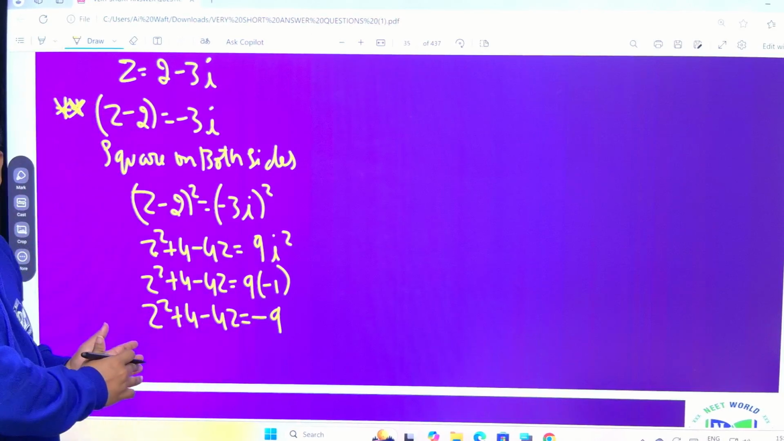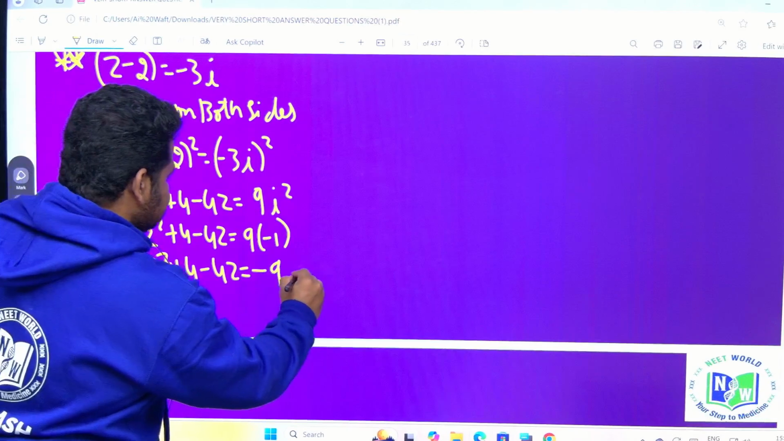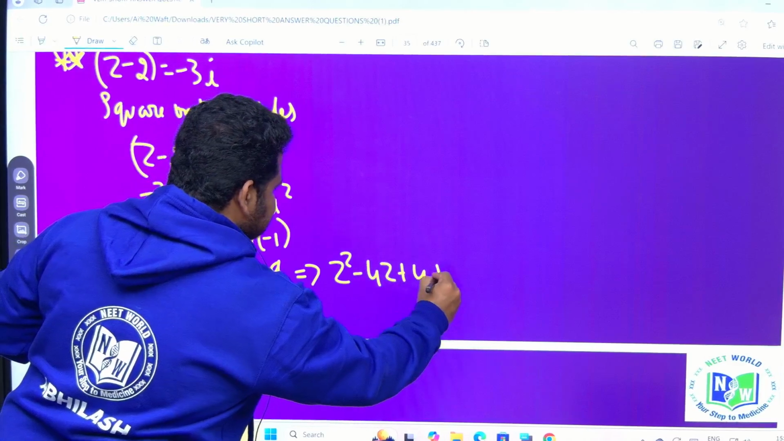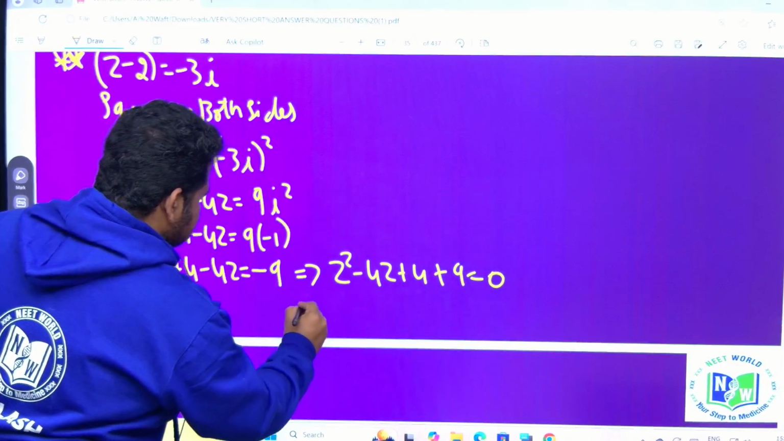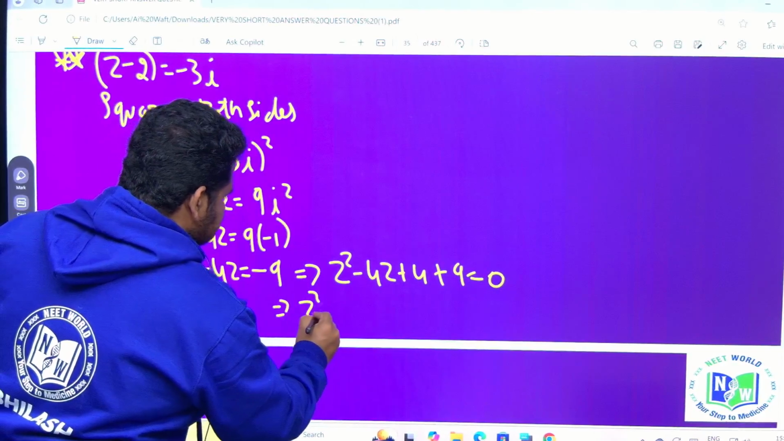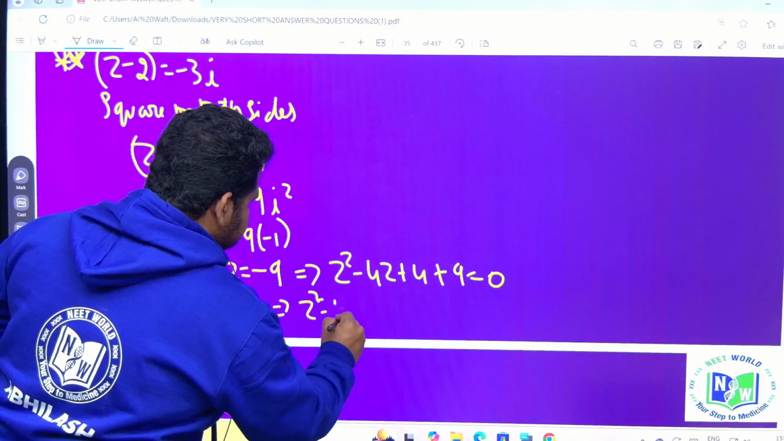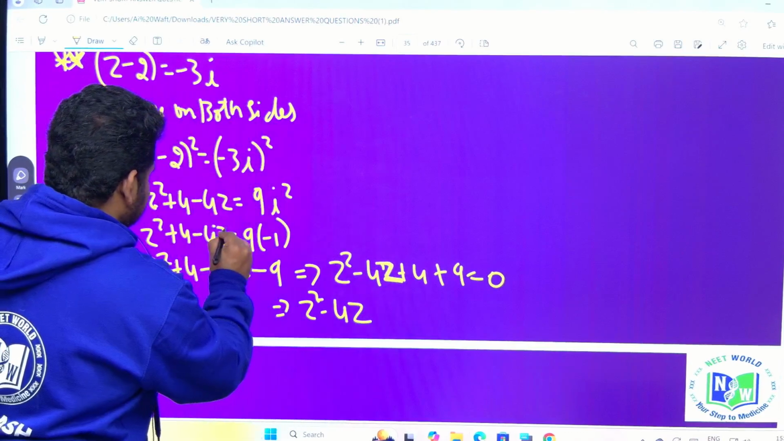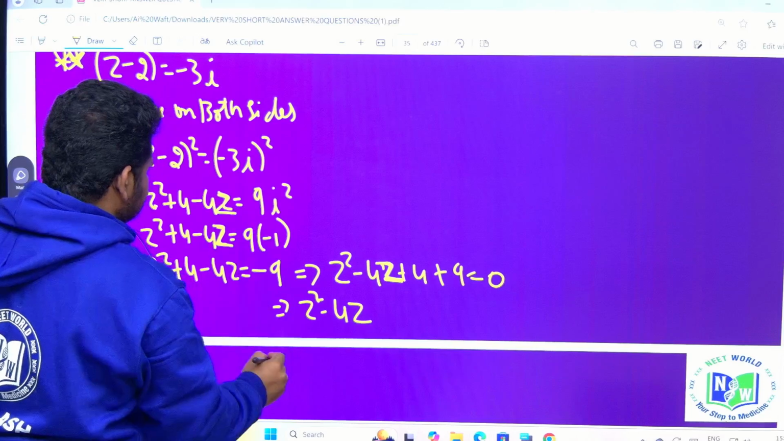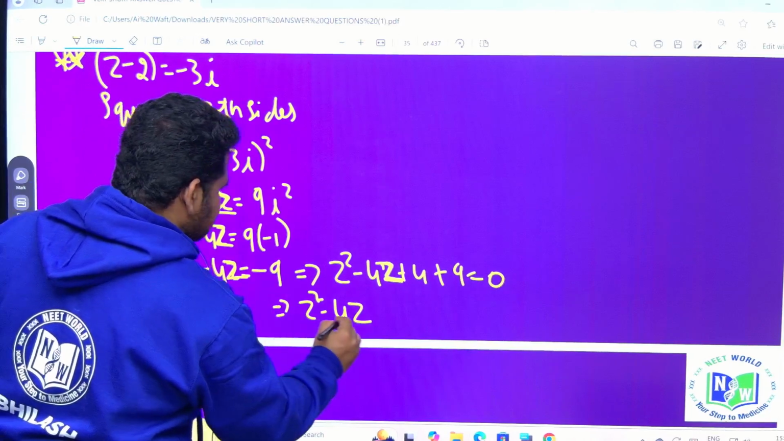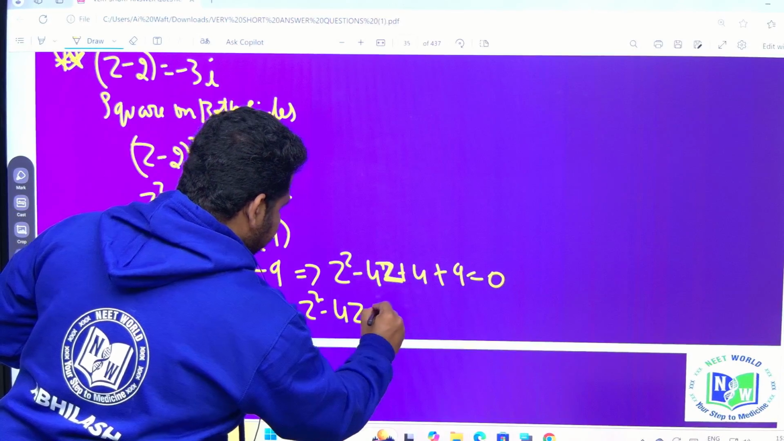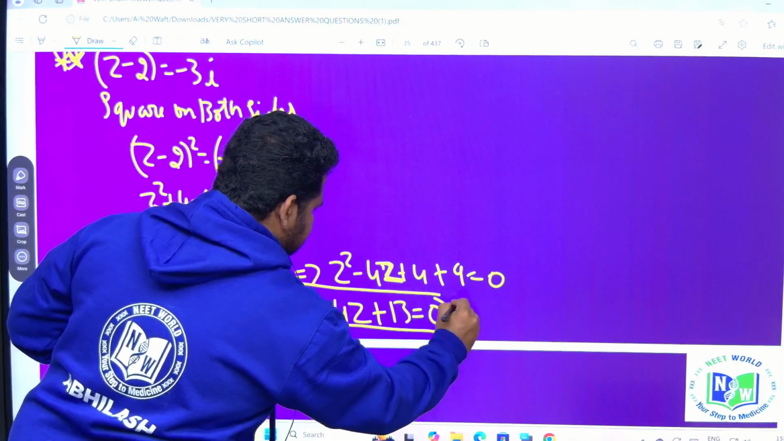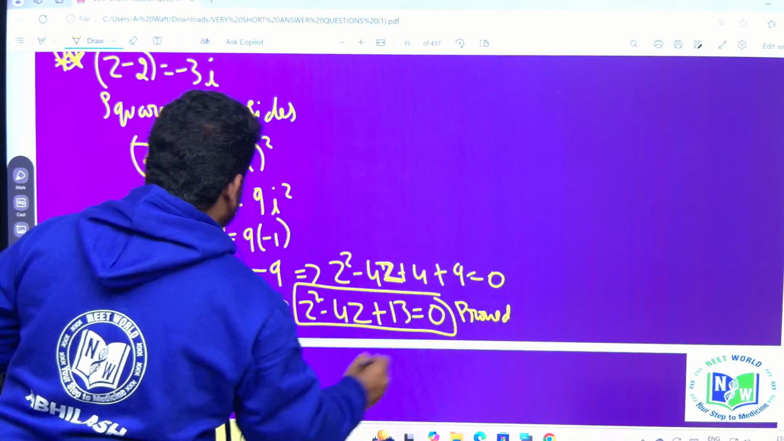If I bring it to the LHS, this implies z square minus 4z plus 4 plus 9 is equal to 0. This is not 4z squared, this is 4z. So z square minus 4z plus 13 is equal to 0. So we have proved it. That is the answer, simple.